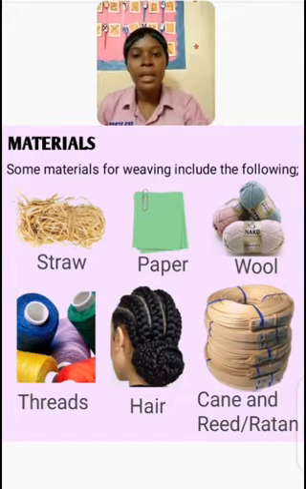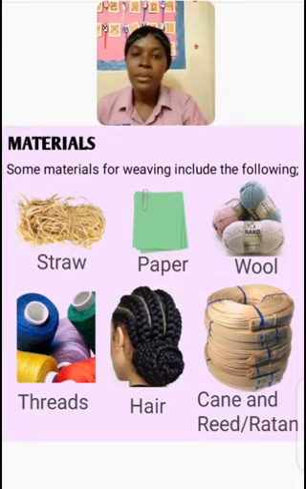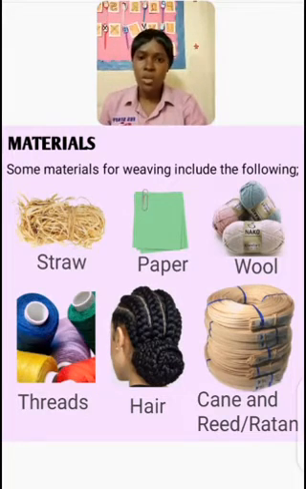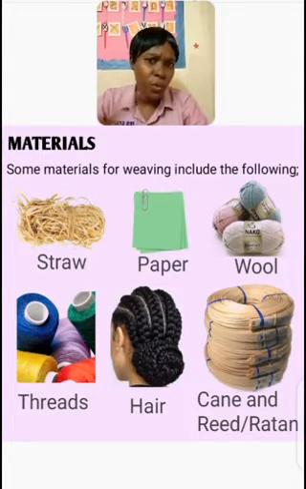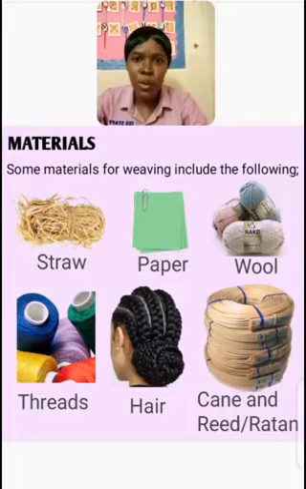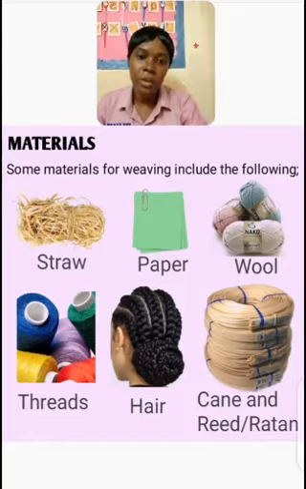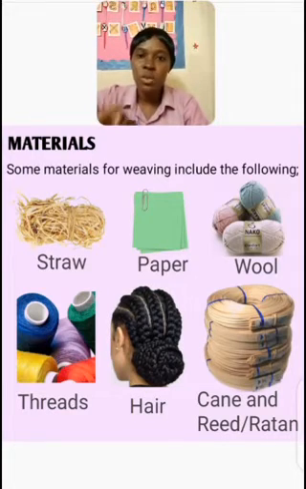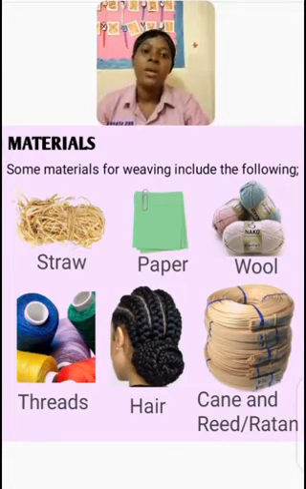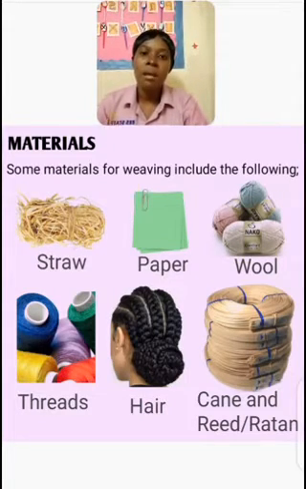Last on the list is cane and reed. Cane and reed. Now you might want to ask, what is cane? What is reed? We all know the normal cane that mommy will carry to flog you if you are so naughty, right? Okay, that's the cane I am talking about. And reed is just a sheet of wood that is cut very thin that you can bend very well. Okay, so these two are simply referred to as rattan.